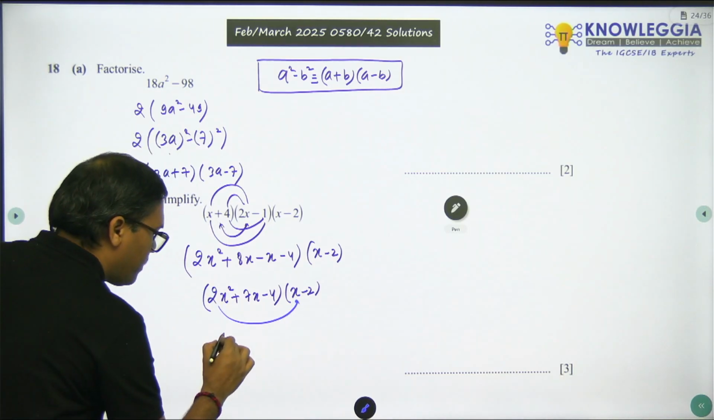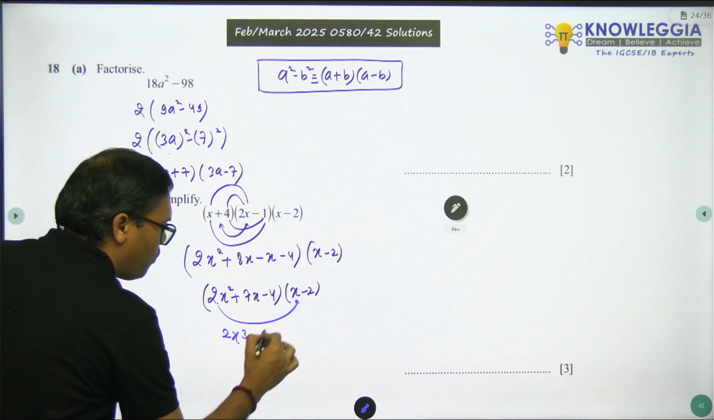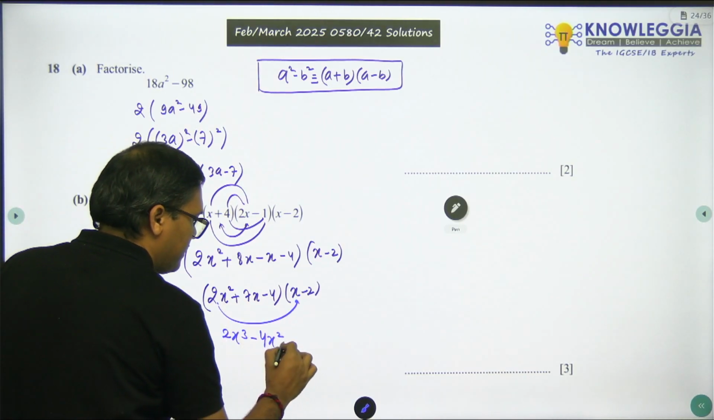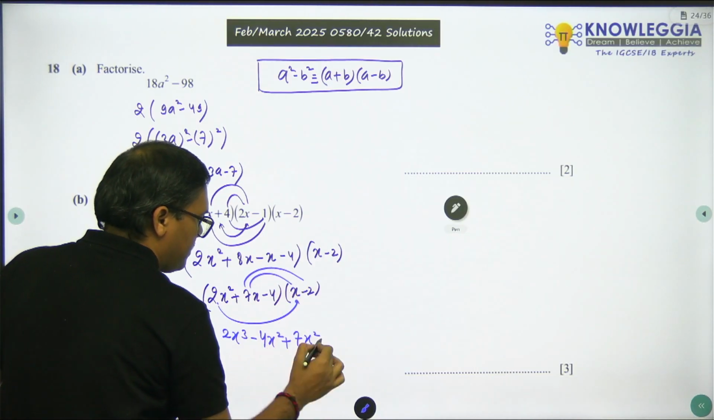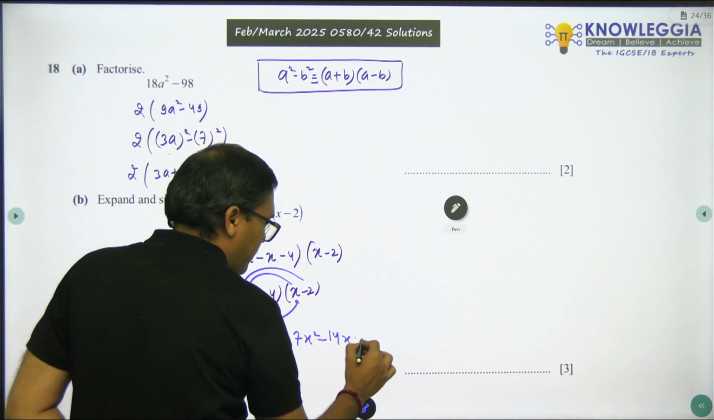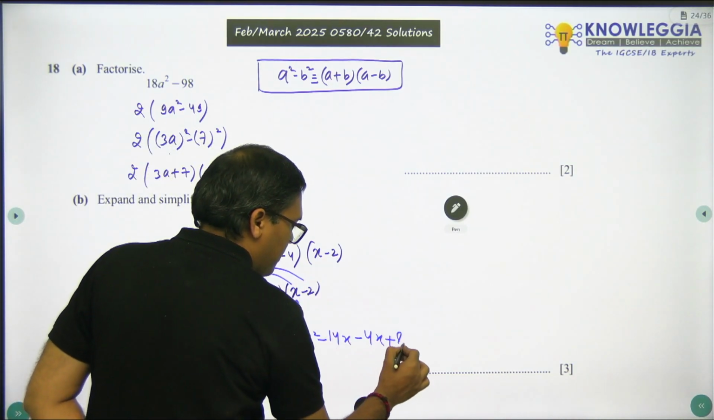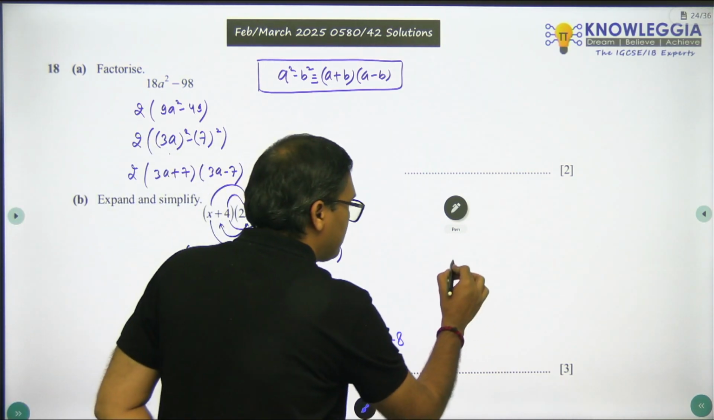So this is 2x cube. This is minus 4x square, right? Then 7x multiplied with x, 7x square. Now multiplying this and this is minus 14x. Then minus 4 multiplied with x, minus 4x. Minus 4 multiplied with minus 2, this is plus 8. Correct? So just simplifying this, I'll write it here.